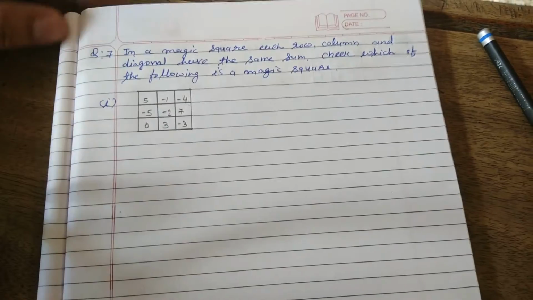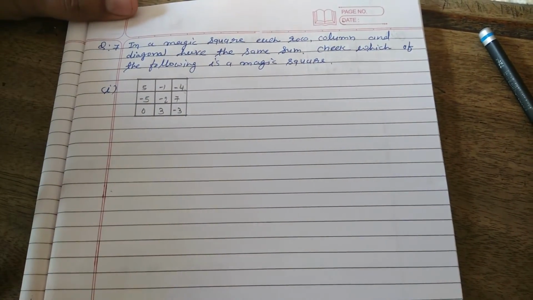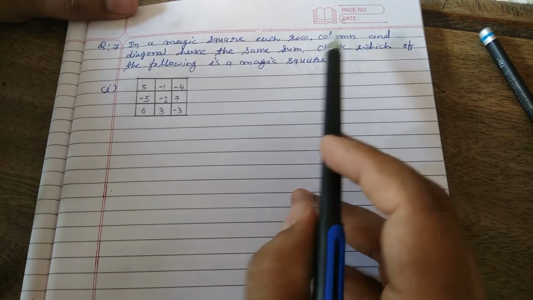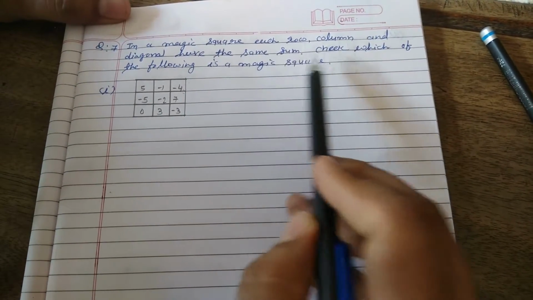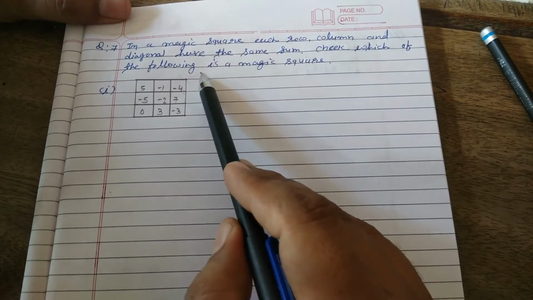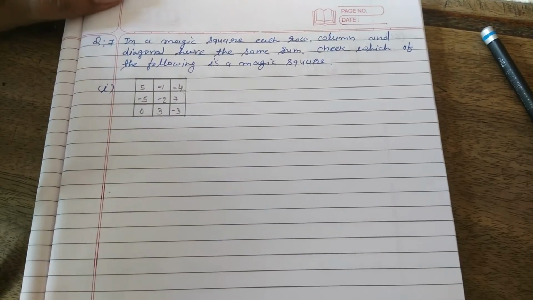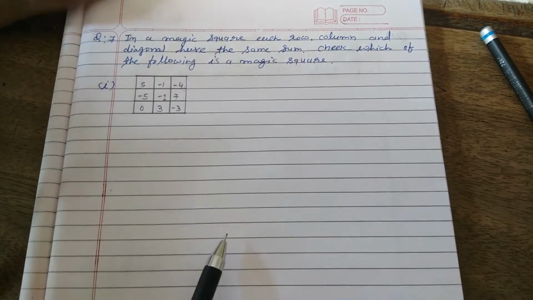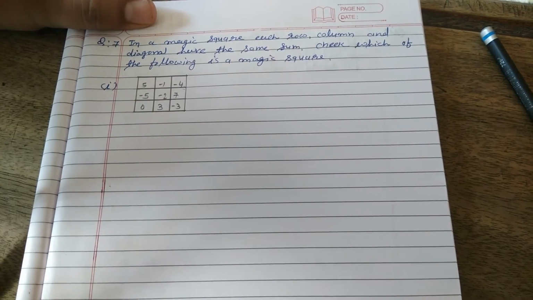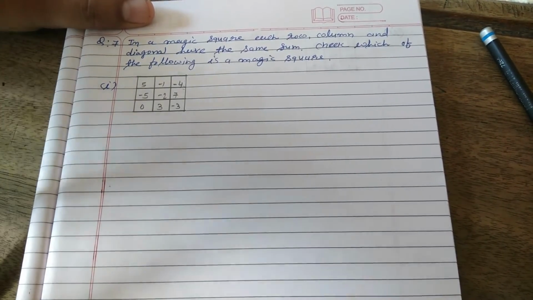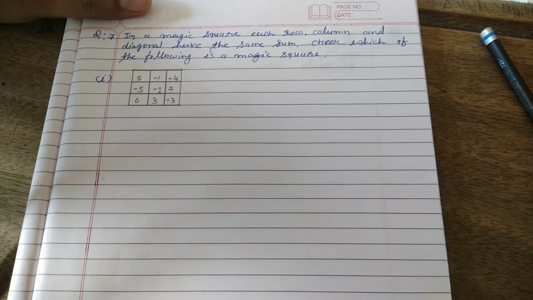Next question number 7. In a magic square, each row, column and diagonal have the same sum. Check which of the following is a magic square. Here two magic squares are given. So first we will take the first magic square, and we have to find whether these squares are magic squares or not.